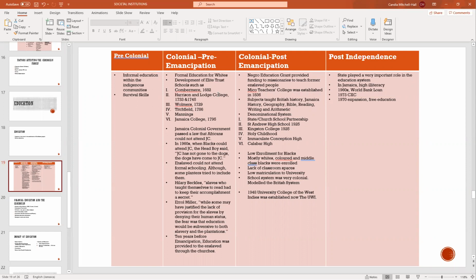In fact, when blacks started to go to JC in the 1960s, the head boy said, Jamaica College has not gone to the dogs. The dogs have come to Jamaica College. In the 1960s, the first day the black boys walked into the school, they felt so good to enter the school premises. They got scholarships because they were very bright. And when they reached the assembly hall, the head boy looked up and said, Jamaica College has not gone to the dogs. The dogs have come to Jamaica College. And the principal did nothing.